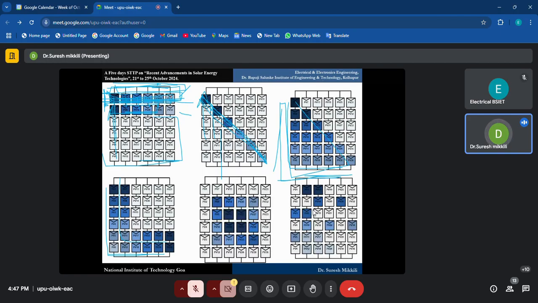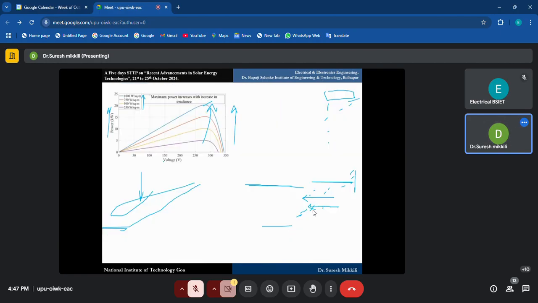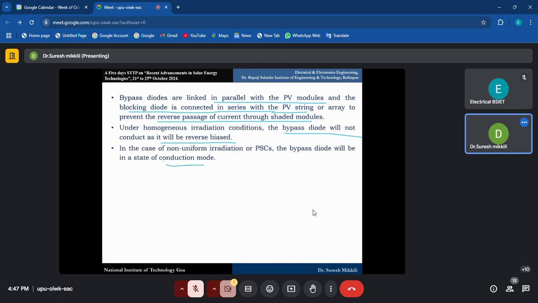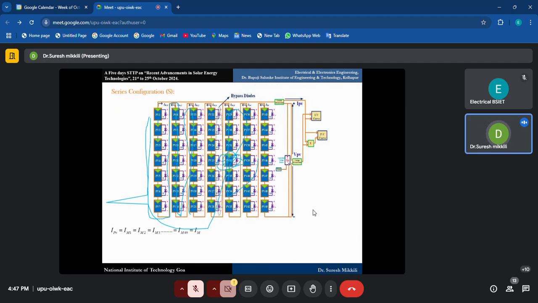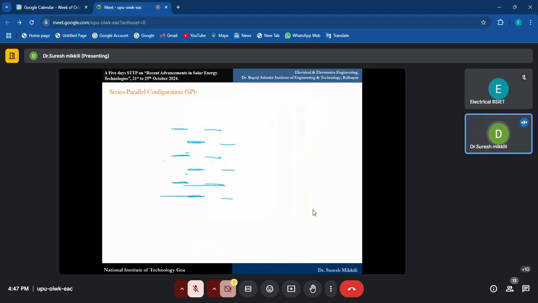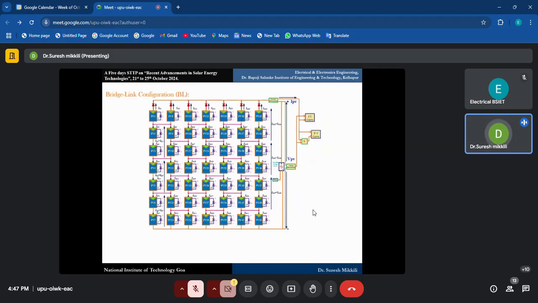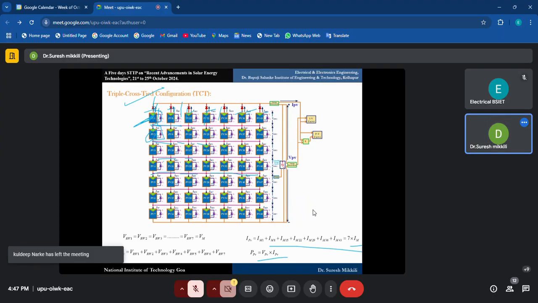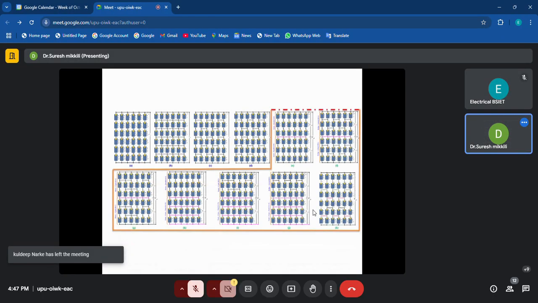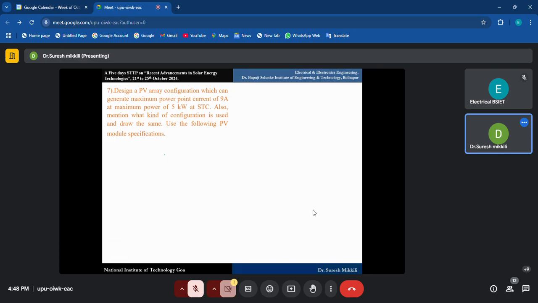Okay, let me show you. Let me take you through one numerical related to series configuration. You will understand that, then I will come to series-parallel. Can you take this, if you don't mind? It will be easy.